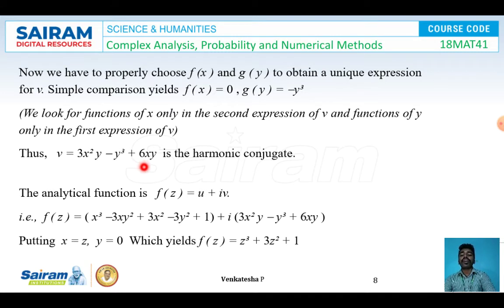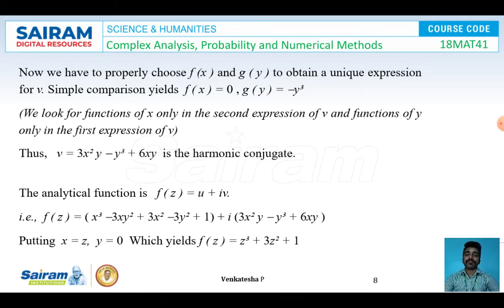So I got the value of v, and already I have the value of u. Now I can find the analytic function f of z. f of z is given by u plus iv. So f of z is equal to x³ minus 3xy² plus 3x² minus 3y² plus 1 plus i times of 3x²y minus y³ plus 6xy. Now in this equation, if I put x is equal to z, y is equal to 0, I'll get z³ minus 0 plus 3z² minus 0 plus 1 plus i times of 0 minus 0 plus 0. So I got f of z is equal to z³ plus 3z² plus 1 is the required analytic function.